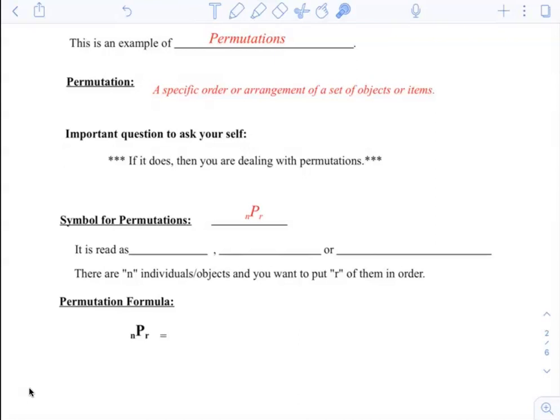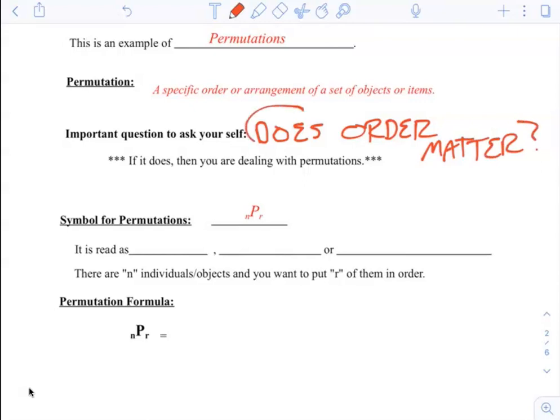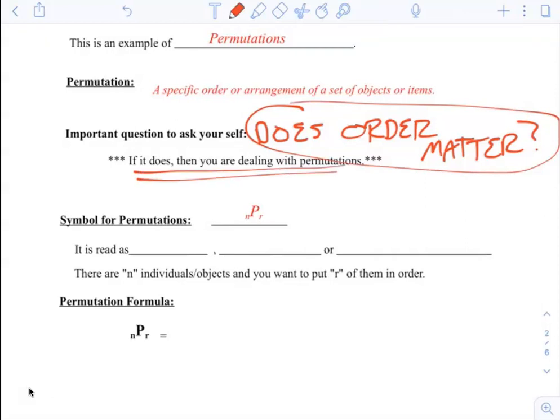Okay? An important question to ask yourself when it comes to this, when you read a word problem, I want you to ask yourself this question. So write this down. Does order matter? That's going to be a question you need to ask yourself this chapter. Okay? If it does matter, then you're dealing with permutations. Okay? We can use another strategy to do the problems we've been working on so far this year. We can use permutations if the answer to the question, does order matter, is yes.